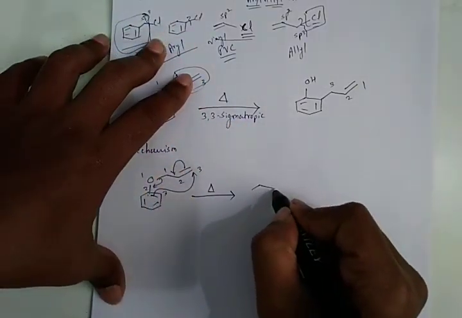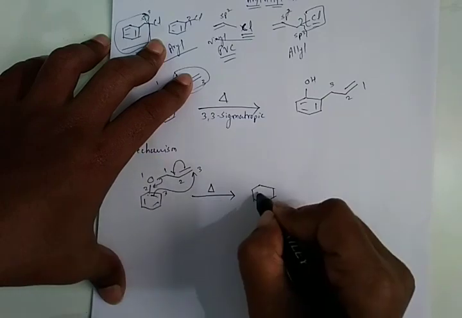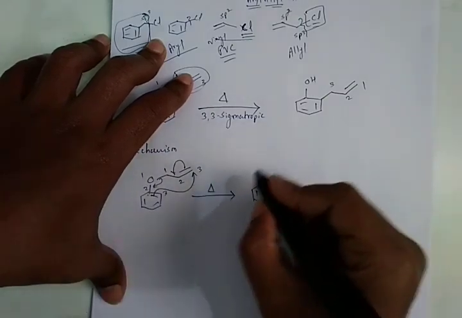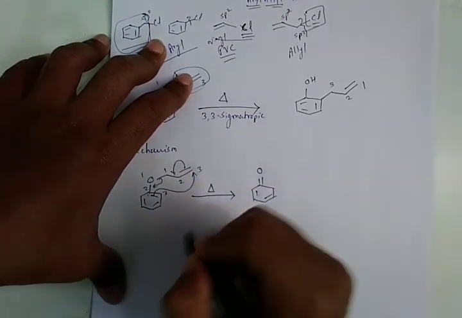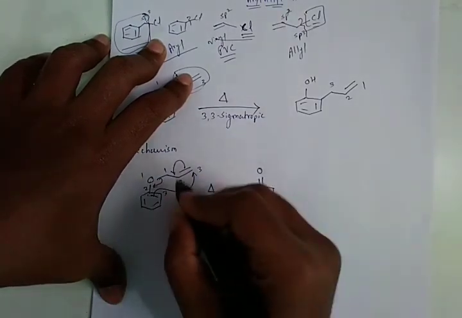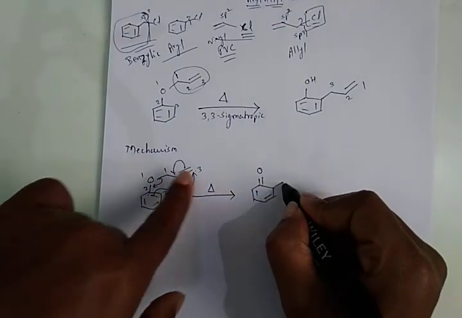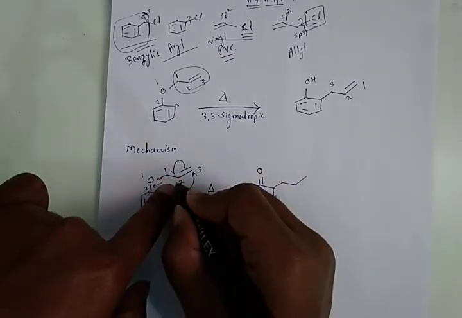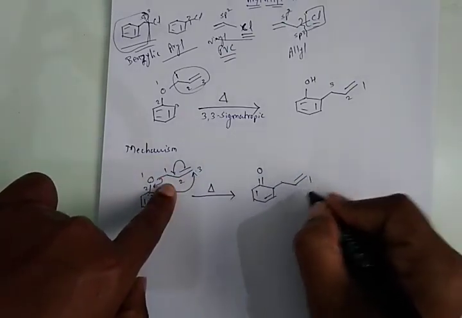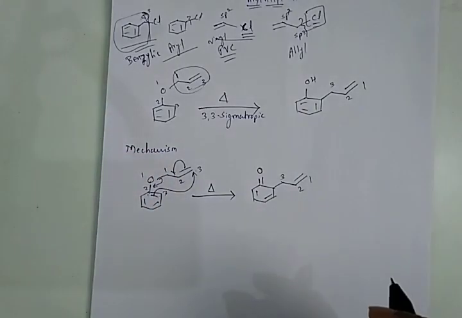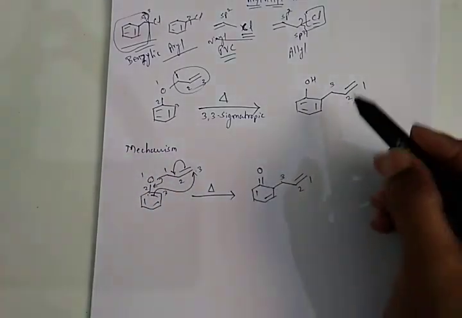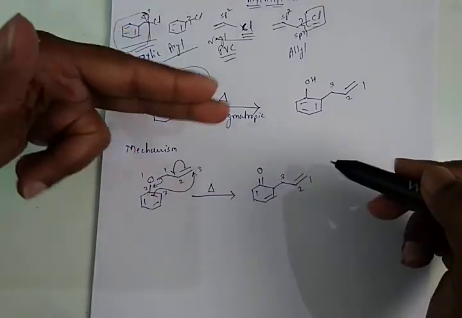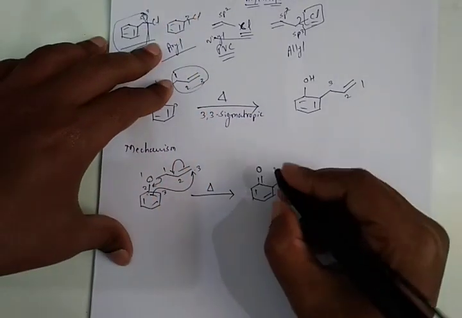So you are getting, see, these bonds are unaffected. We'll keep them as they were. Here we have oxygen, and the third carbon is coming here. The new double bond is being formed between number 1 and 2. So here goes 1 2 3. So as I told you, the sequence of the allyl group is reversed in your product.